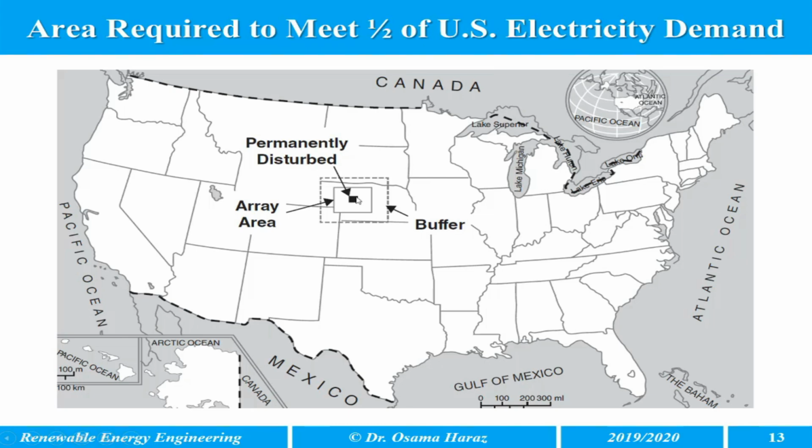But when you install the wind farm in this area, you will use this big square, which is the array area, and use the buffer zone, which is this area. So this small square will provide the United States with half of its electricity demand.